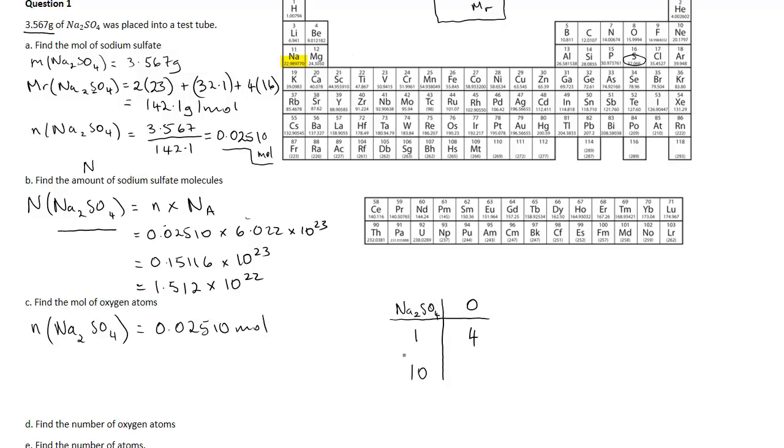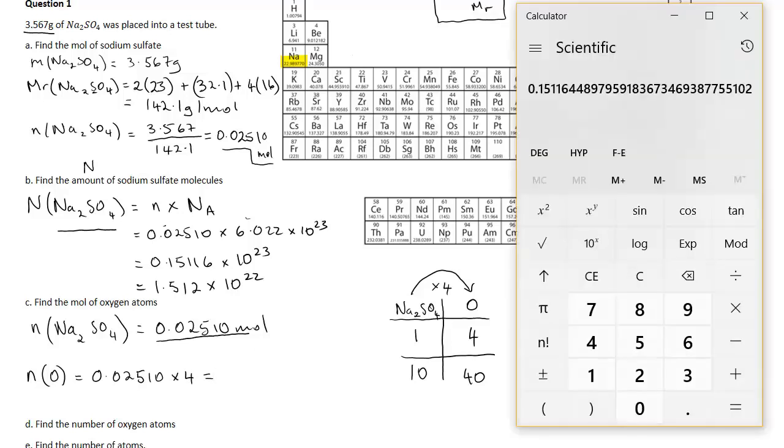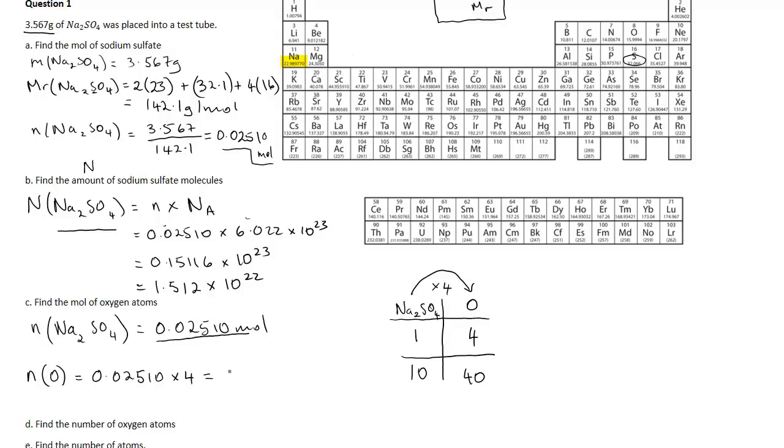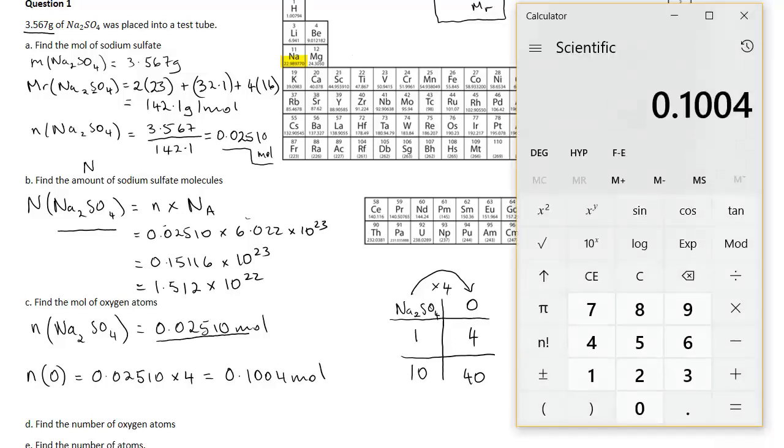If you had 10 of them, you would actually need 40 oxygen atoms. So what you'll find is that to go from sodium sulfate to oxygen, we are timesing by 4. What that means is if you wanted to find the mole of oxygen, you need to get the overall mole and times it by 4, because you know that there are 4 times more oxygen atoms than there are sodium sulfates. And so 0.02510 times by 4 is 0.1004. So that's how many mole of oxygen atoms we have.